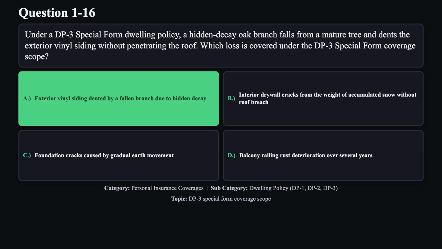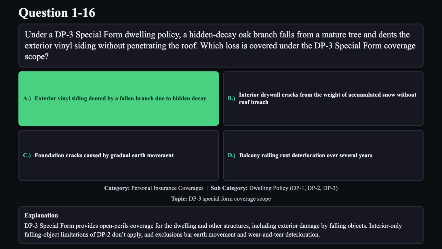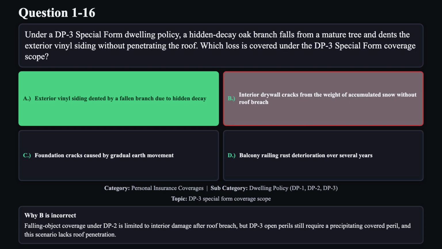The correct answer is A. DP3 special form provides open perils coverage for the dwelling and other structures, including exterior damage by falling objects. Interior-only falling object limitations of DP2 don't apply, and exclusions bar earth movement and wear and tear deterioration. Reason B is not correct. Falling object coverage under DP2 is limited to interior damage after roof breach, but DP3 open perils still require a precipitating covered peril, and this scenario lacks roof penetration.